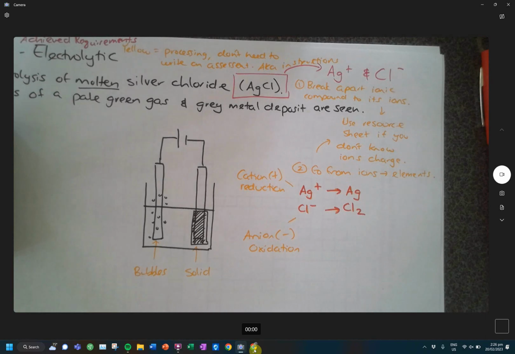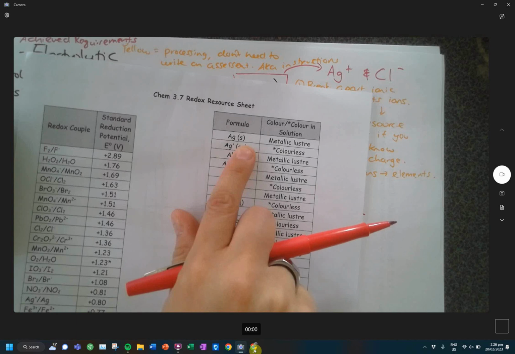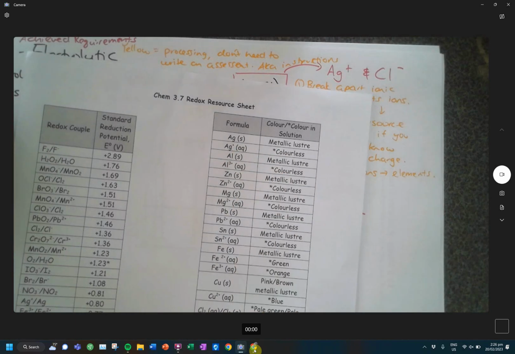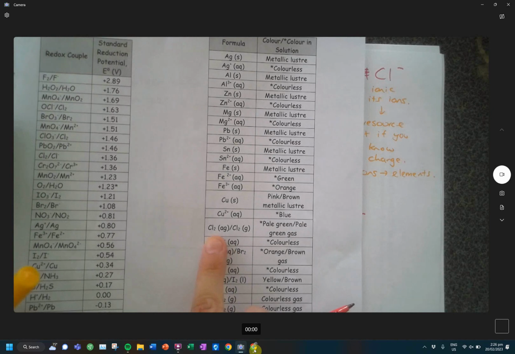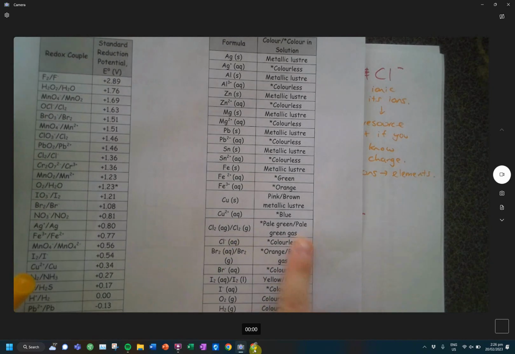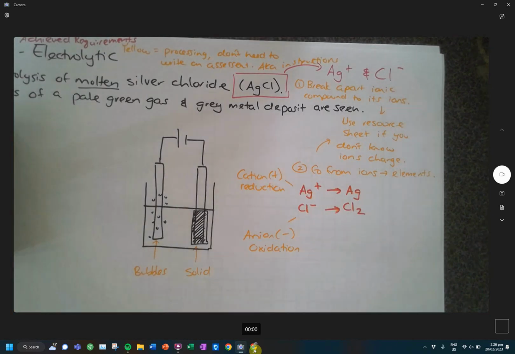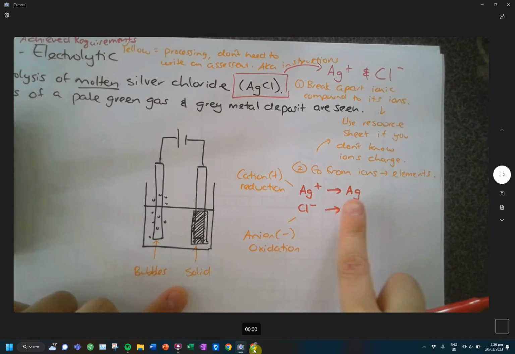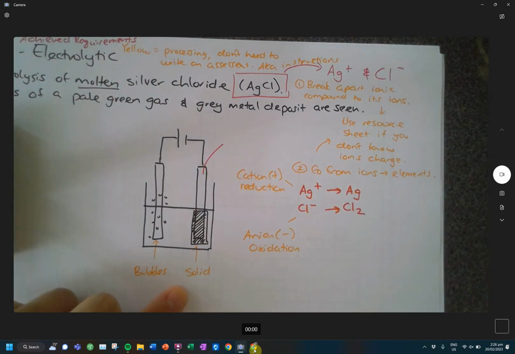Now, two things I can think about. First off, when I have silver going to the silver metal, we can again look at our list and I see that Ag is solid and it has a metallic luster, so that helps hint to me that that's going to be my solid. Also, when I look over here, Cl2 is a gas and it's a pale green. So you see how things match up with the resource sheet. So if I'm trying to figure out which one's which, this solid half must be this reaction here. So I would start labeling my electrodes.